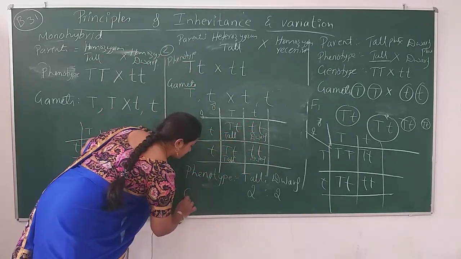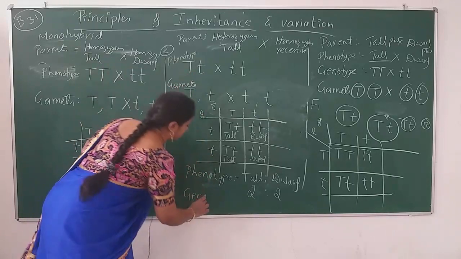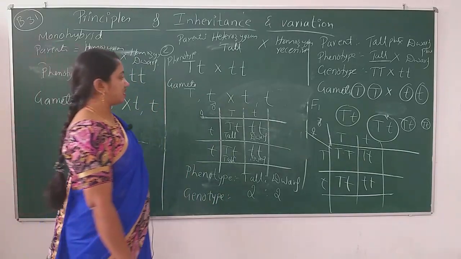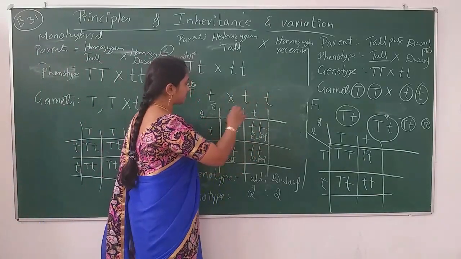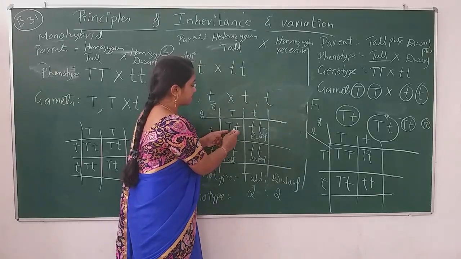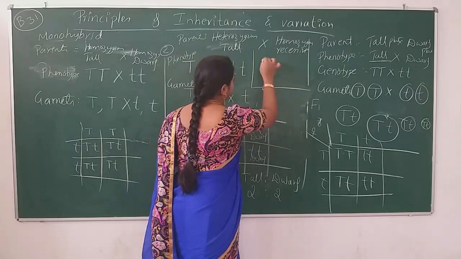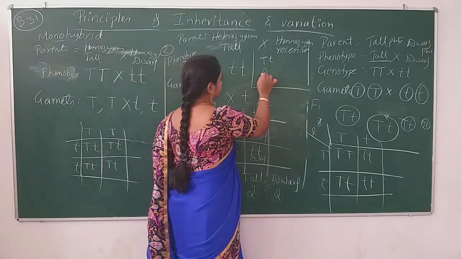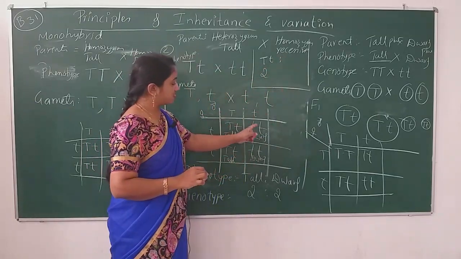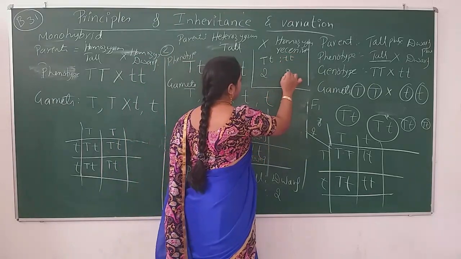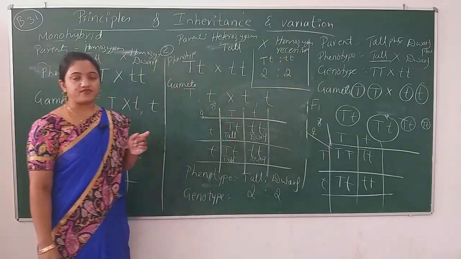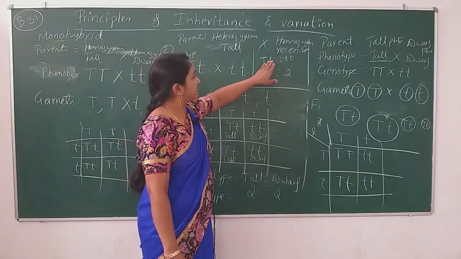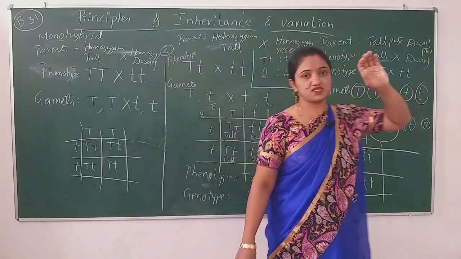Coming to the genotypic ratio of possibility number 2, how to write the genotype of the offspring: capital T, small t. How many capital T, small t are there? 2 capital T, small t are there, is to how many small t, small t? 2. And the genotypes are also 50%: 50% of the genotype is capital T, small t and 50% of the genotype is small t, small t.